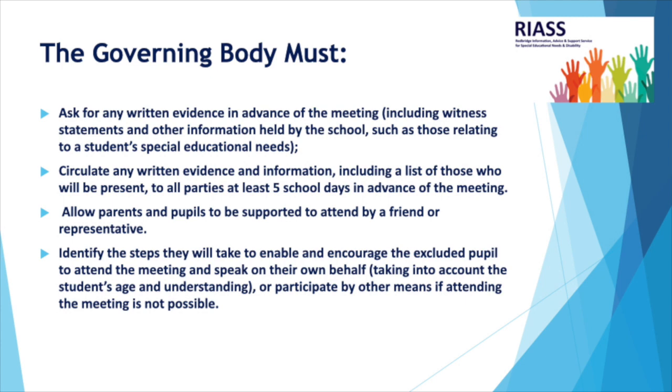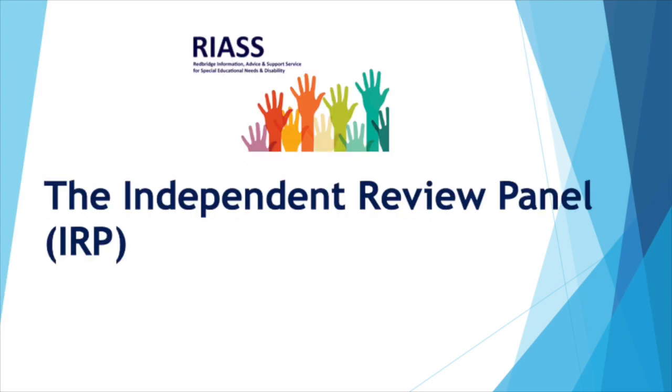They must also allow parents and students to be supported to attend the meeting by a friend or a representative. They should also identify the steps they will take to enable and encourage the excluded student to attend the meeting and speak on their own behalf, taking into account the student's age and understanding, and participate by any other means if not attending the meeting isn't an option. The Independent Review Panel.